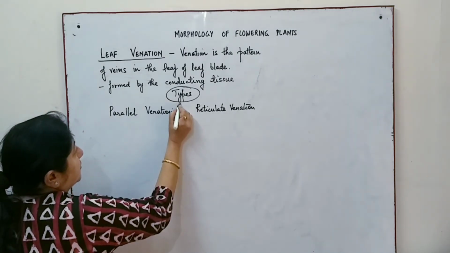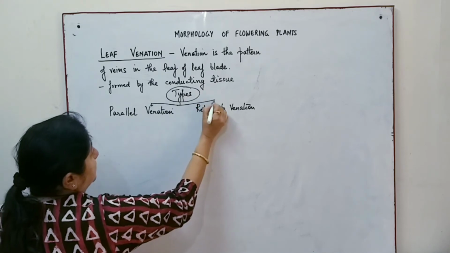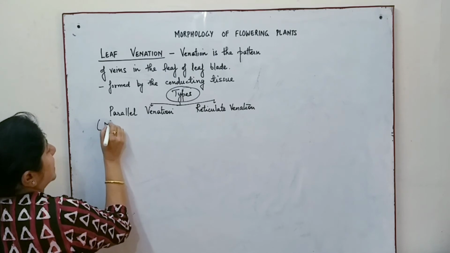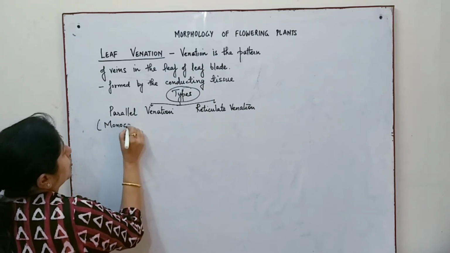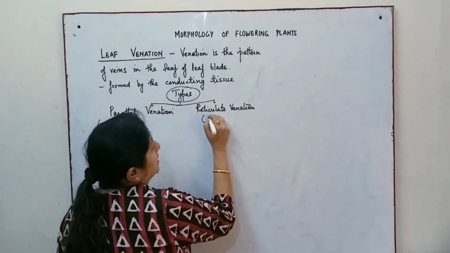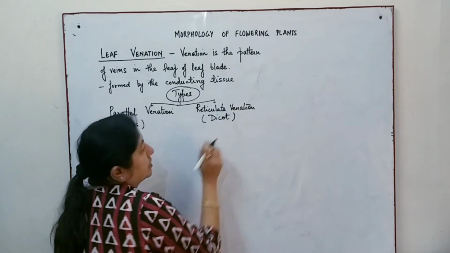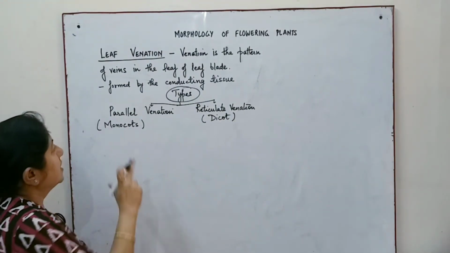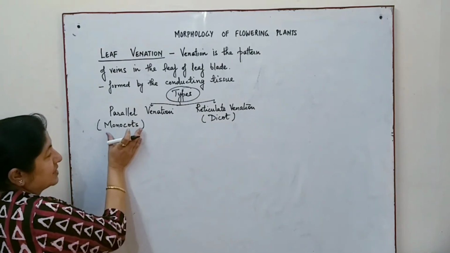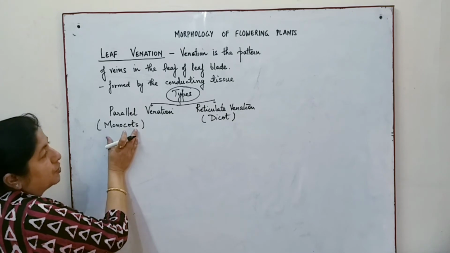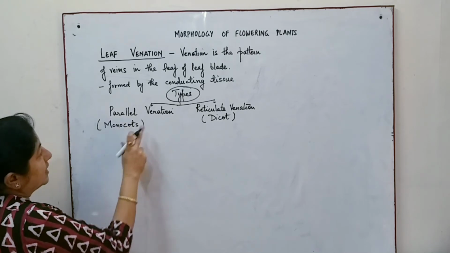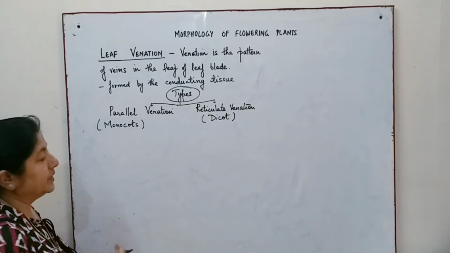Now, the parallel venation is found in monocots. So this is a characteristic of the monocotyledons. And reticulate venation is found in dicot plants. So there is a very clear-cut difference between them: parallel venation is the characteristic of the monocot, whereas reticulate venation is the characteristic of the dicot. Let us see what the parallel venation actually looks like.